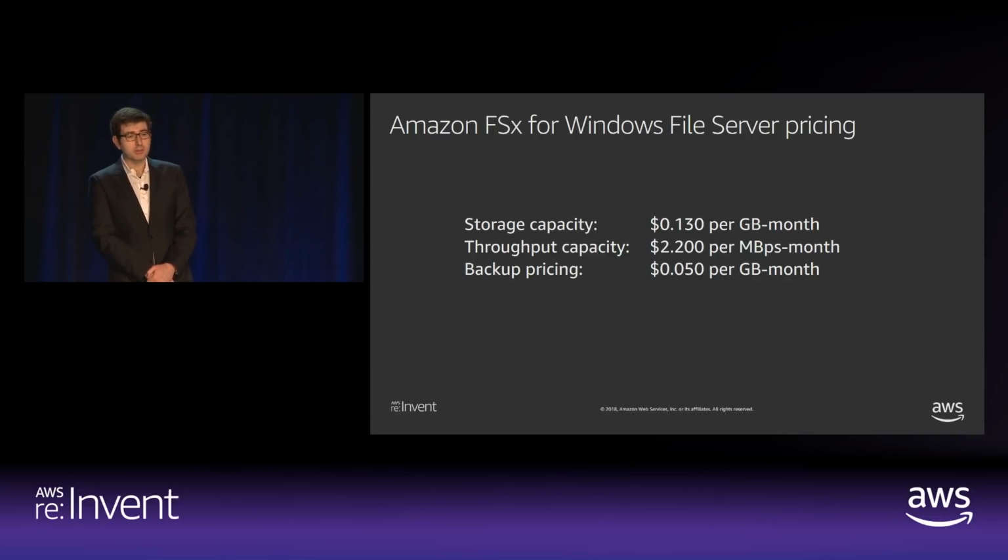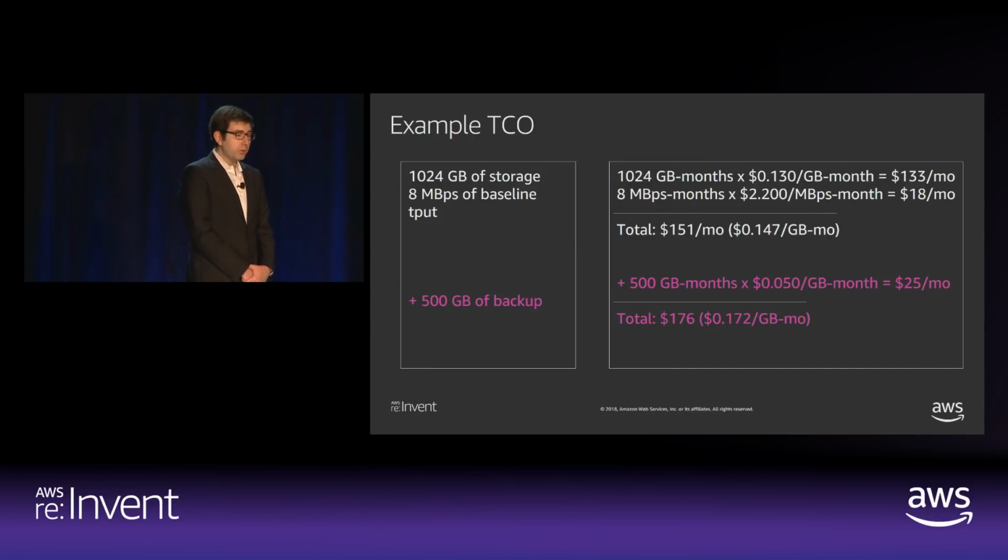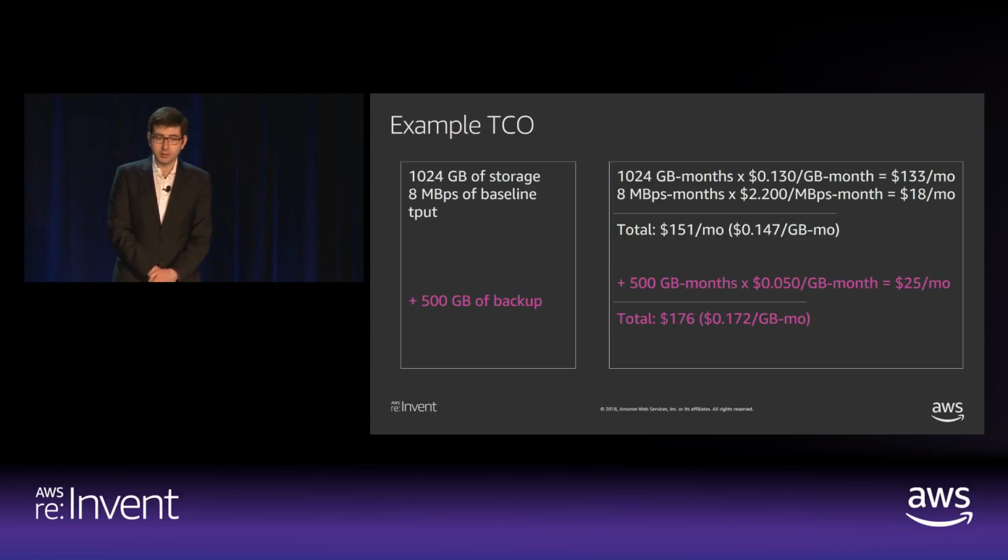Let me walk through an example just to make this crisp. Let's say you have a file system that has a terabyte of storage, and you provision 8 megabytes per second of baseline throughput. That's more than enough for most 1 terabyte file systems, especially because you get burst capabilities as well. So with this setup, for the 1,024 gigabytes, or 1 terabyte, that's 13 cents times 1024, so that's $133 a month for the storage. For the 8 megabytes per second times $2.20 per megabyte per second, you get $18 a month. And that gives you a total of $151. That works out to just under 15 cents per gigabyte per month, so 14.7 cents per gigabyte per month.